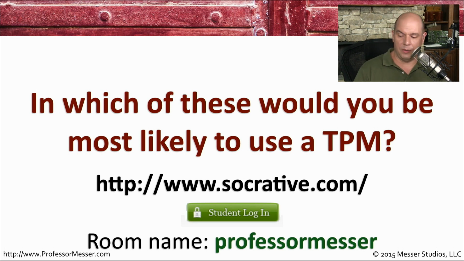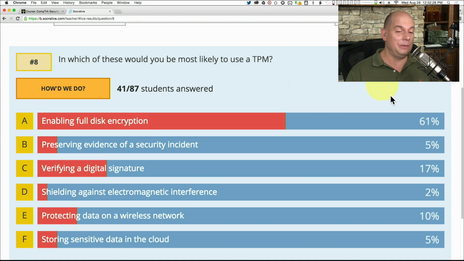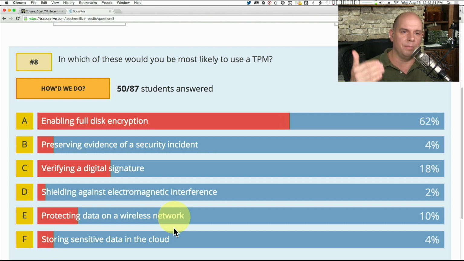So which one of these would most likely be the use of a TPM? Well, we should figure it out. Folks are Googling frantically to figure it out. I can tell by the numbers. I can tell how many people have answered so far and base it on how quick you are. So let's see how we did. Well, 61% of you said it allows you to enable full disk encryption, but 19% said the most likely use of a TPM would be to verify a digital signature, and 11% said the most likely use would be to protect data on a wireless network. So which one of these would it be? In fact, the three things here that I think a TPM would most apply towards would be the three things we chose. So you guys did a great job at breaking down what we thought it might be.